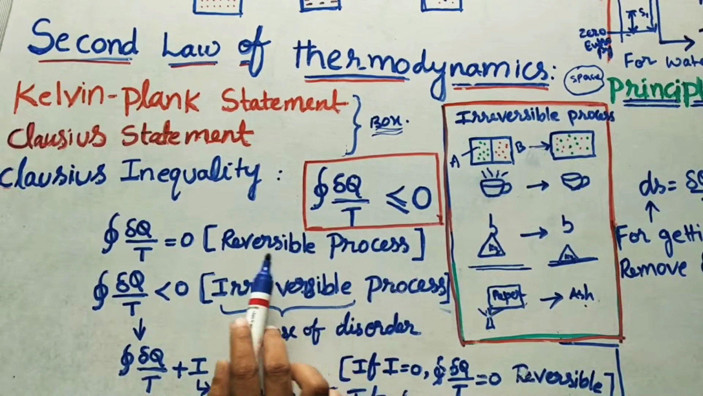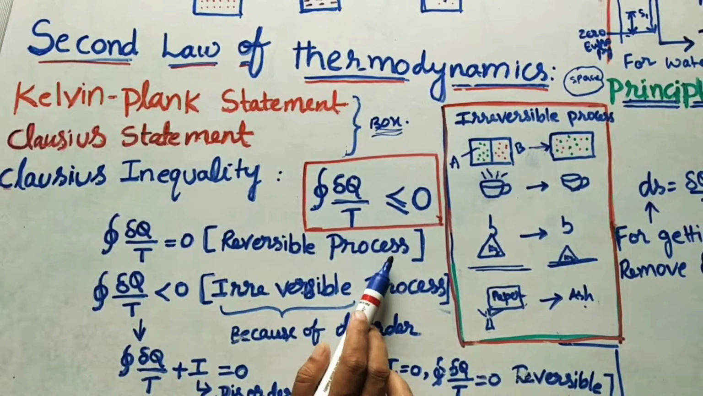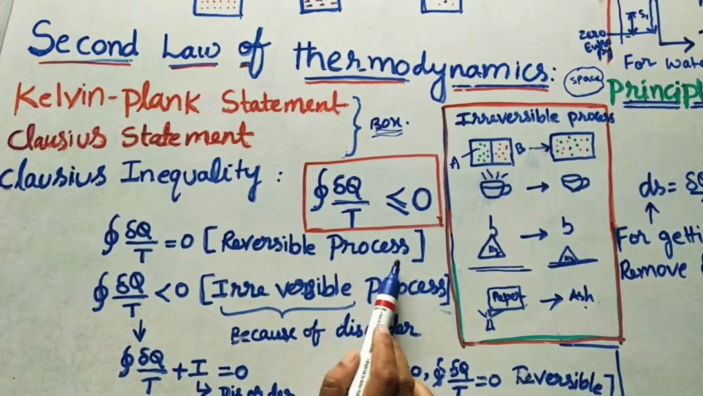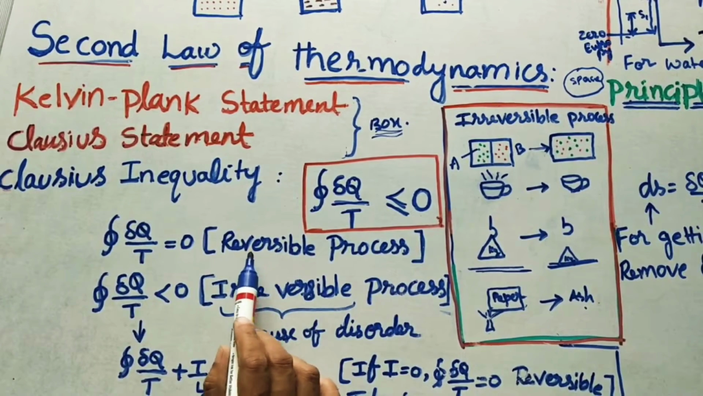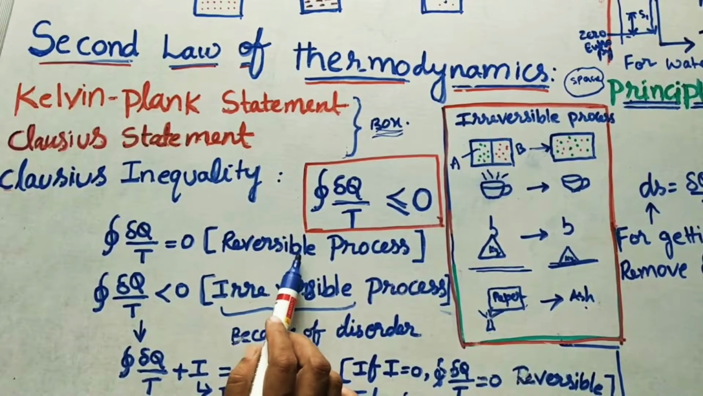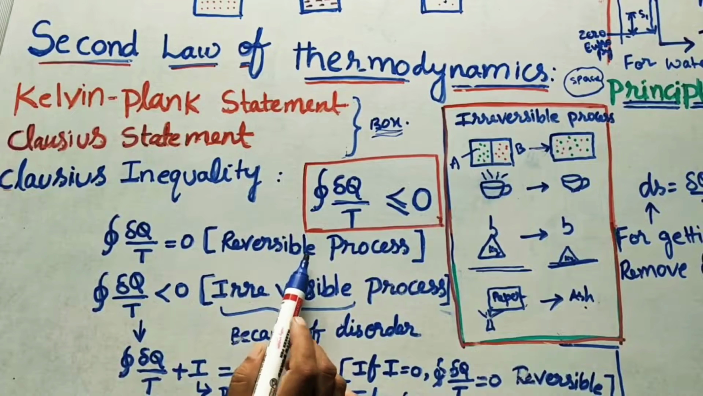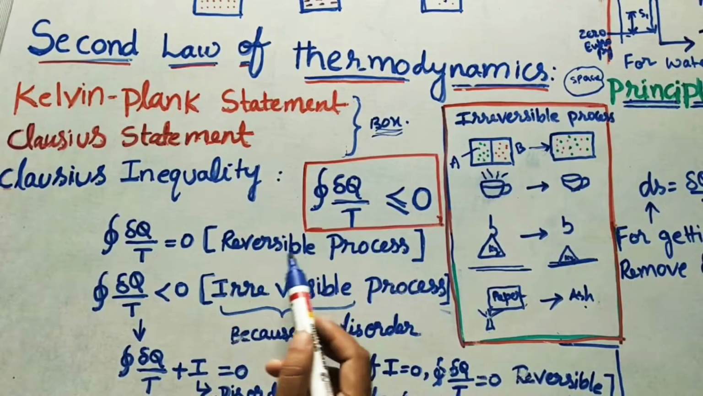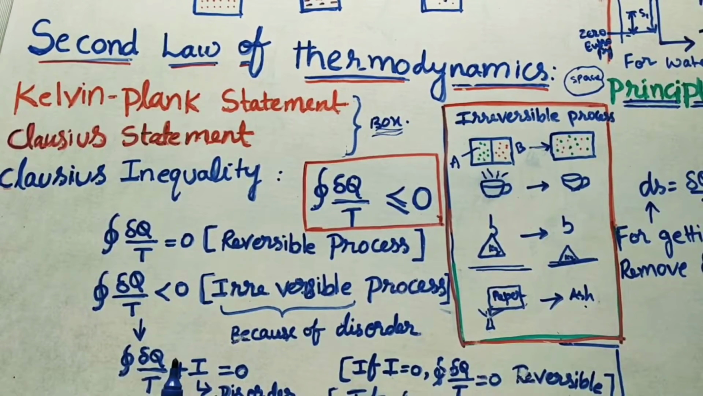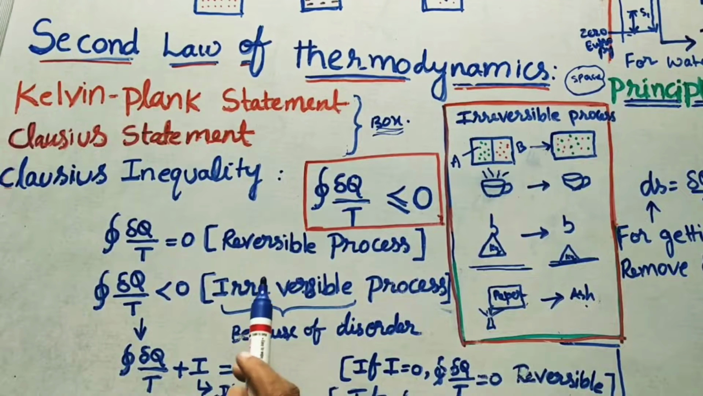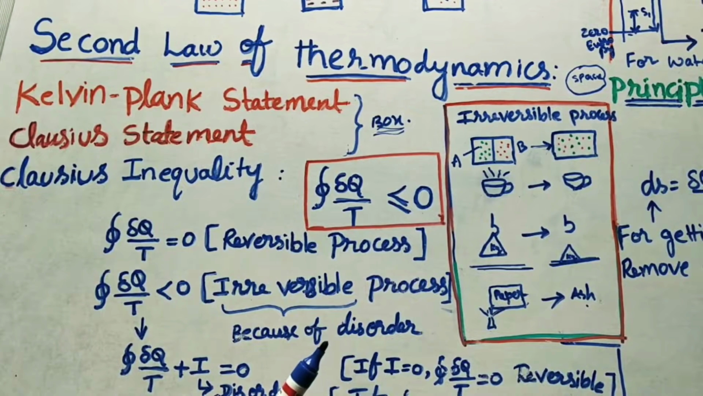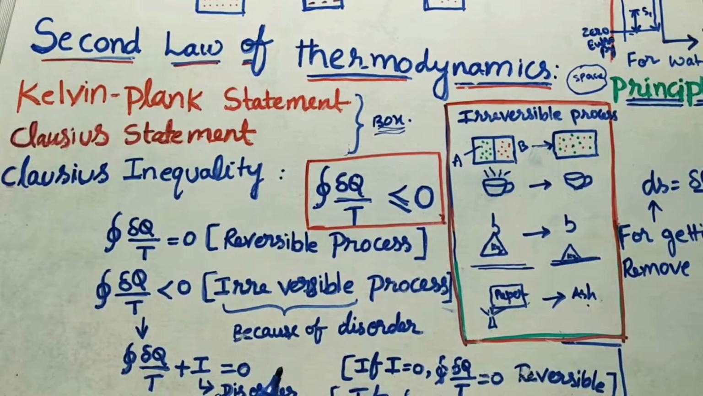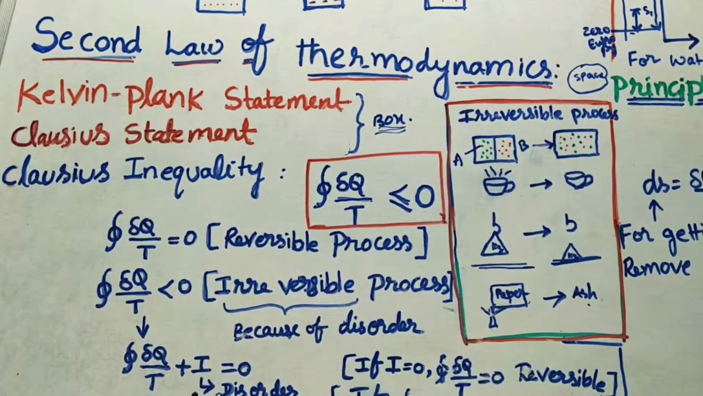Less than or equal to means: if this quantity is equal to 0, it is called a reversible process. Actually there are no truly reversible processes. These are ideal processes. Reversibility is not possible in practical form. Only in theory do we consider ideal conditions where the given process is reversible. Practically these processes are not possible. 99% of the processes taking place on the earth or in the universe are irreversible processes.